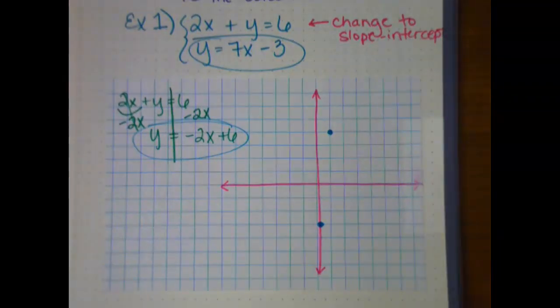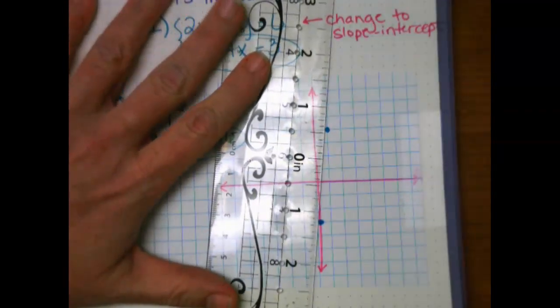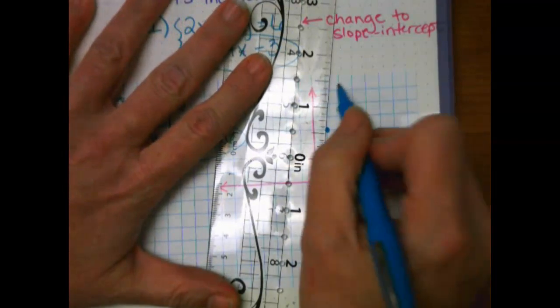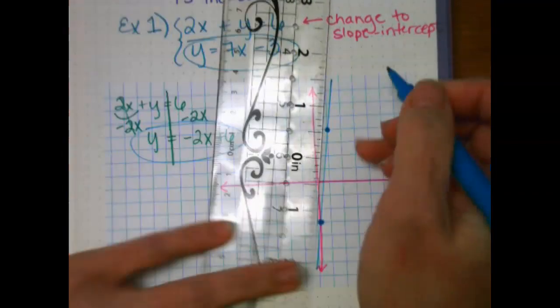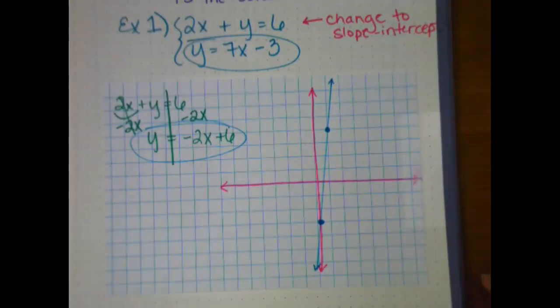So I highly recommend you use a straight edge and you graph them on graph paper because otherwise you are very likely to make a mistake. And it's important to be accurate when you're looking for an intersection, right? You don't want to mess it up.